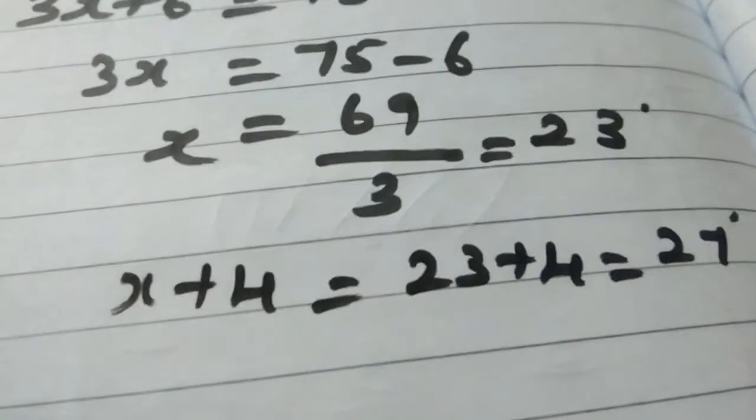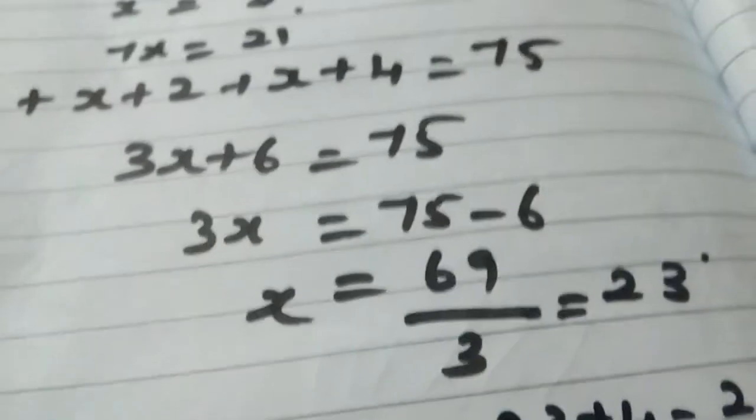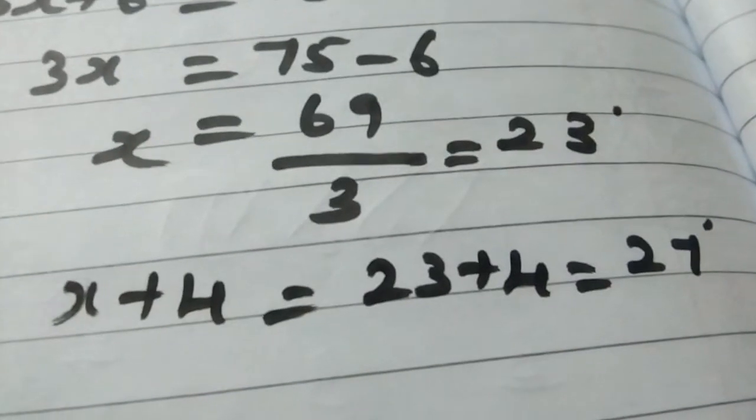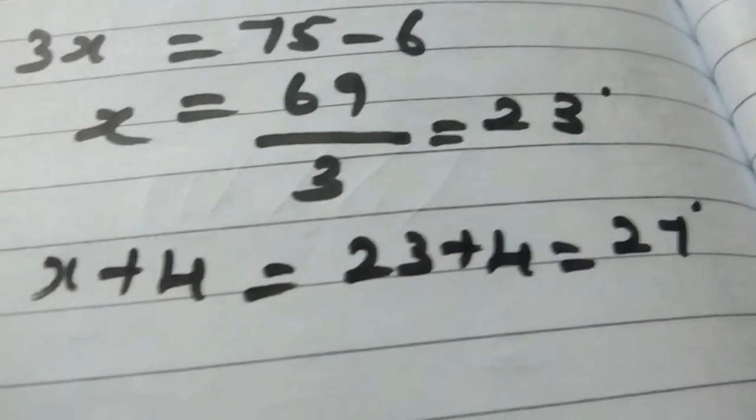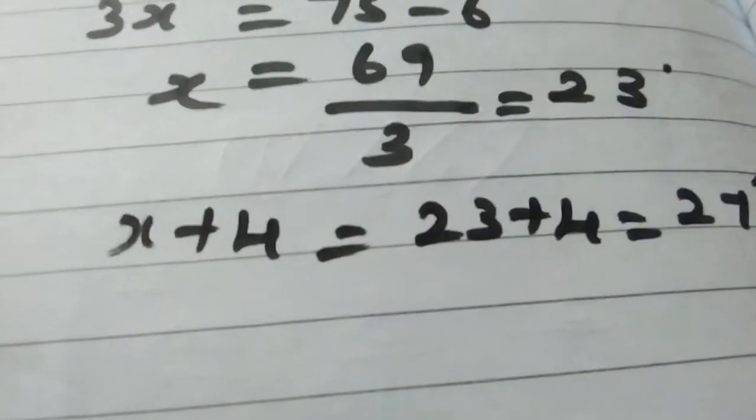He asked which is the highest value, and we have x, x plus 2 and x plus 4. So the value of x plus 4 is 23 plus 4, which is 27, which is the answer for the question. Then we will pass on to the fifth question.